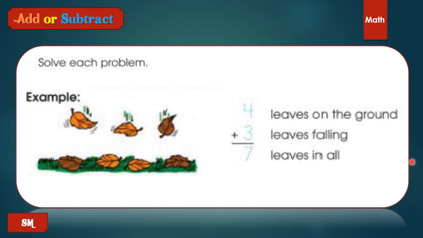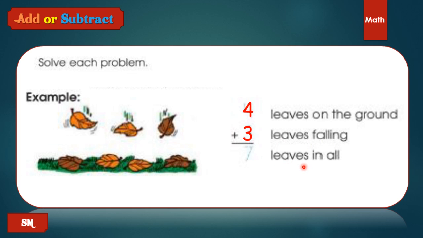Here we have another story. Said here, solve each problem. The first one, we have here some leaves. And he asked me, the first one here, how many leaves on the ground? Let's count. 1, 2, 3, 4. So we have 4 leaves on the ground. Now, how many leaves falling? 1, 2, 3. We have 3 leaves falling.